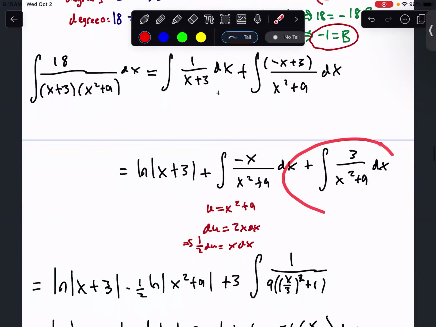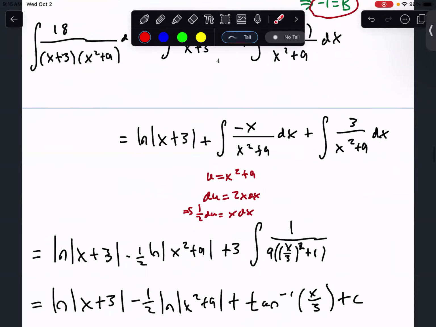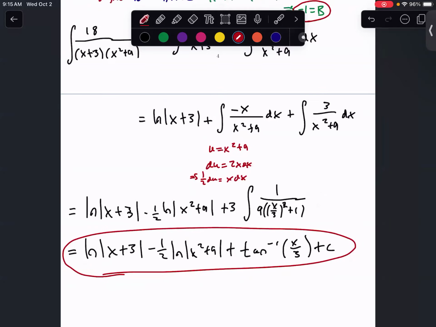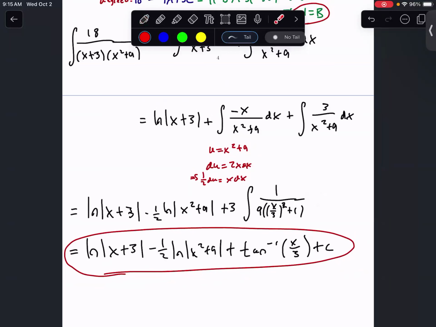Sometimes the integral afterwards requires a bit more work than what you get in the linear case. So, yeah, this is the final answer for this one. Okay, any questions about this?